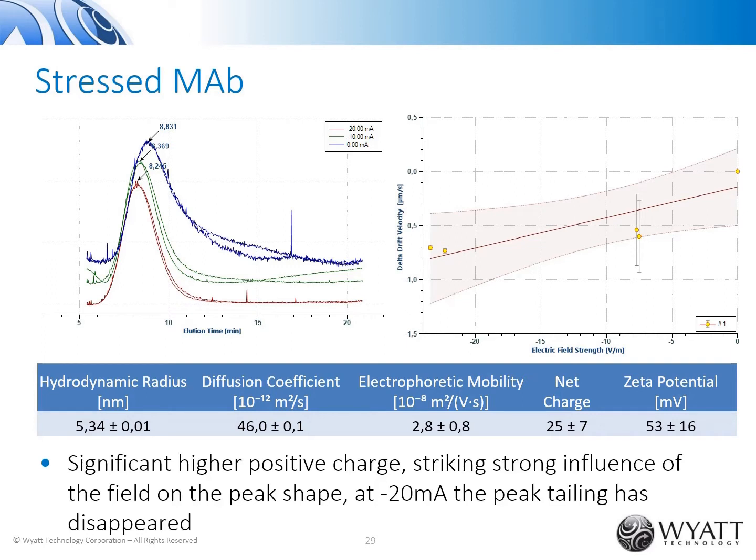And we can quantitatively determine the charge, and now we see something like 53 millivolt zeta potential. That's a dramatic change. These promising first results indicate that we can use charge measured by EAF4 as a parameter to identify stress on the antibody that we cannot necessarily see in a change in molar mass.